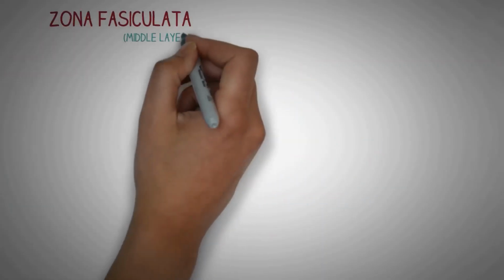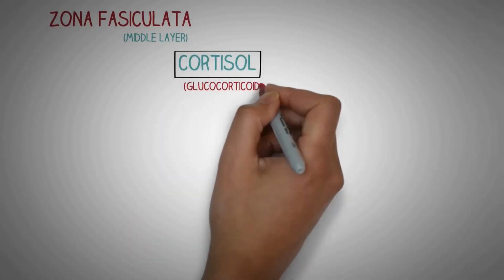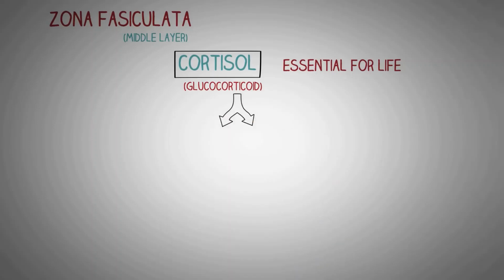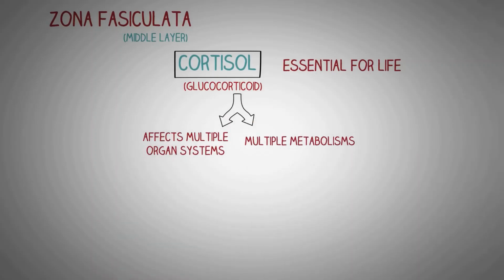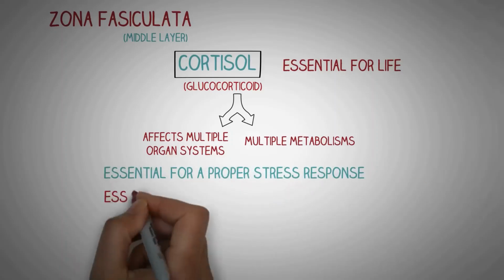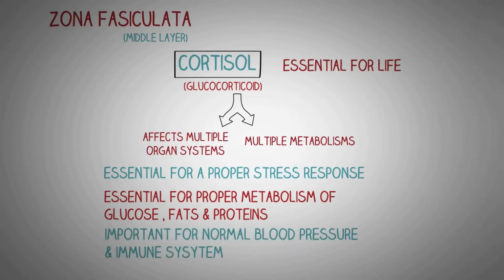The zona fasciculata, the middle layer of the adrenal cortex, mainly synthesizes cortisol, which is a glucocorticoid. Cortisol is essential for life as it has permissive actions on multiple organ systems as well as metabolic processes throughout the body. Cortisol is essential for your body to have a proper stress response. It is essential for your body to have a proper metabolism of glucose, fat, as well as proteins. It is essential for normal BP regulation and normal immune system regulation.